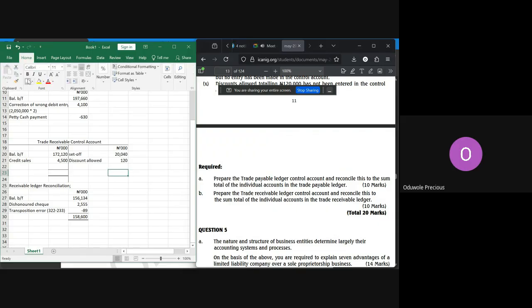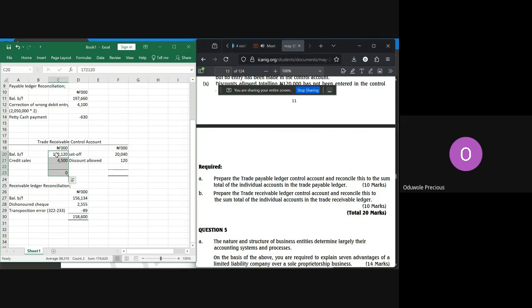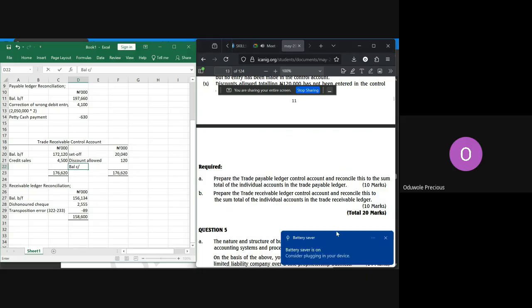I don't know why this thing is closing early because I pressed. So this one, if we add it together, gives us the same thing here, 176,620. So your balance will be a balance carried down. I have to finish this class very soon. So our balance carried down is what?